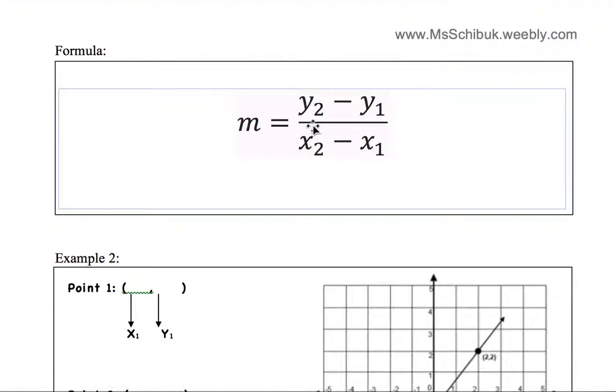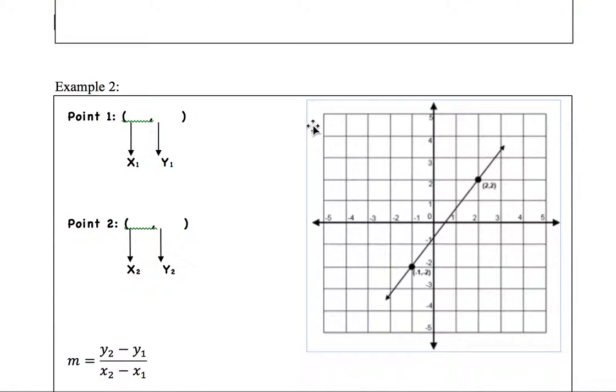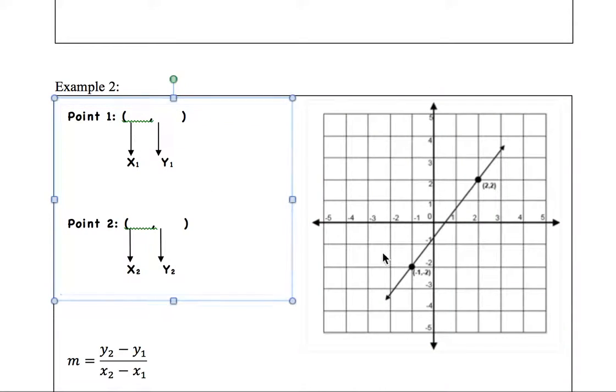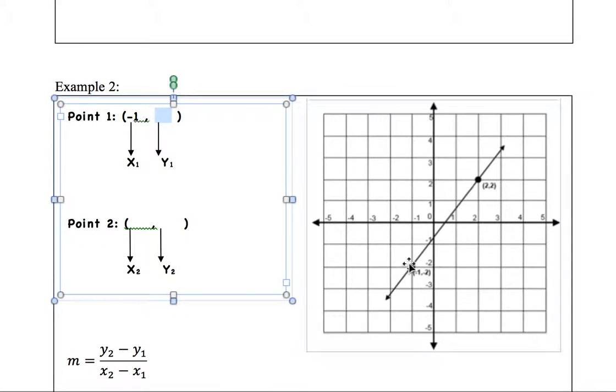Now let's look at an example. So here I have a graph. I've got 2 points on that graph. It doesn't, and this is really important, it doesn't matter which point you call point number 1 and which point you call point number 2. It'll work no matter what. So I'm just going to go over here. I'm going to say that point number 1 on this graph has the coordinates -1 and -2. So remember, we always do x first and then y.